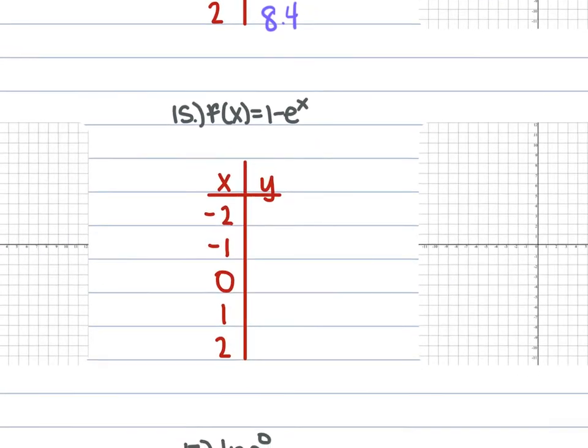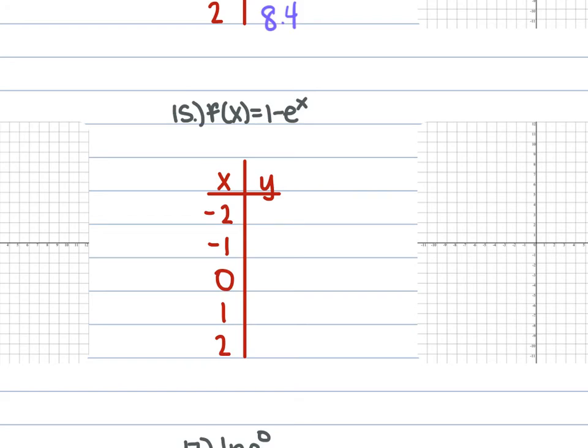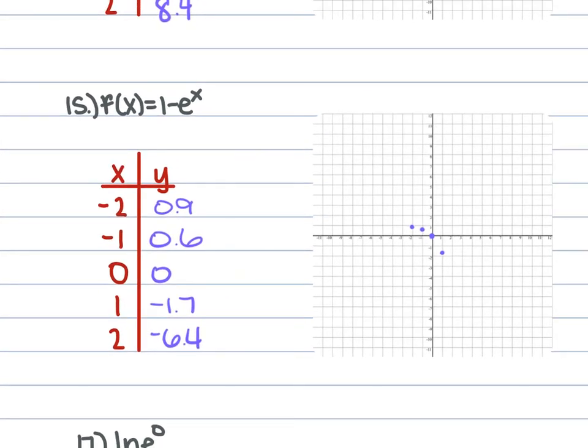For 15, we have f of x is equal to 1 minus e to the power of x. We plug that negative 2 in, we get 0.9. So negative 2, 0.9 is about here. For the negative 1, we get 0.6. So that's about here. Then we're going to get 0, 0, 1, negative 1.7, and 2, negative 6.4. So this one's going to get really close to the 1, and then go down as it goes to the right.